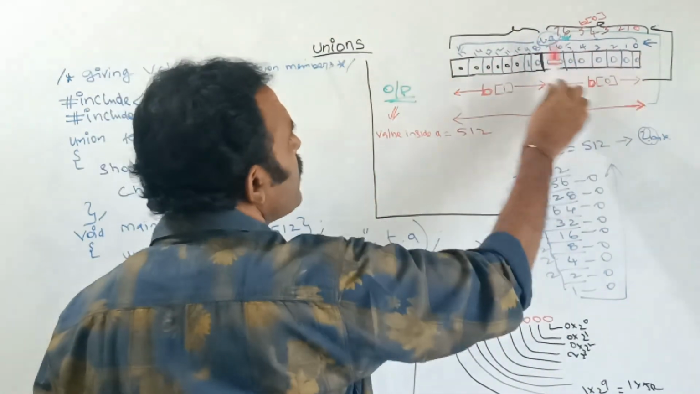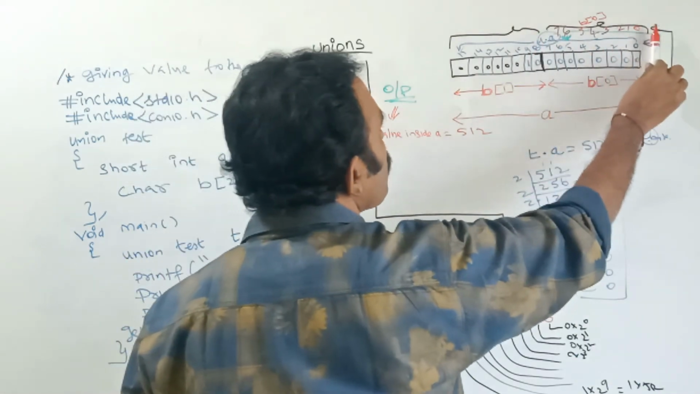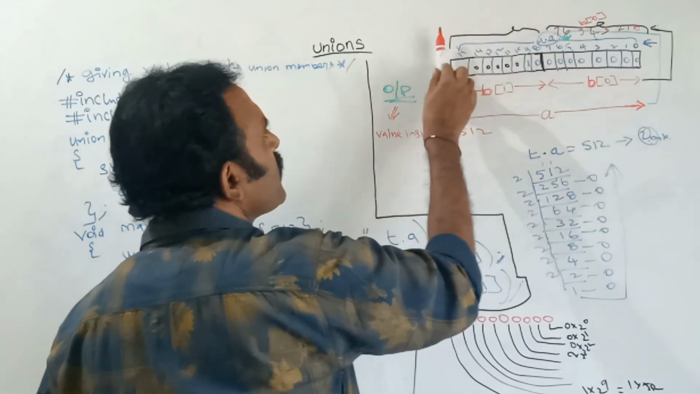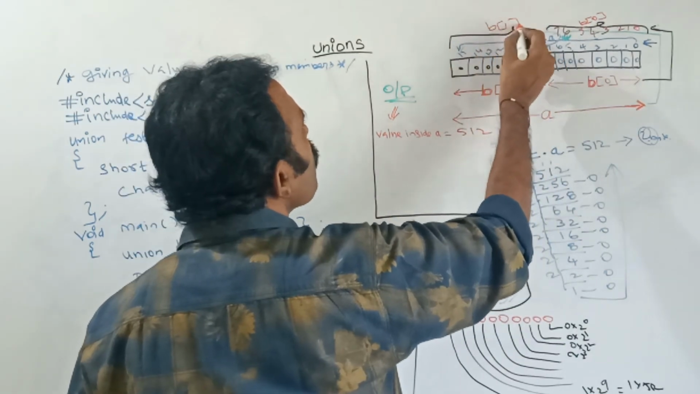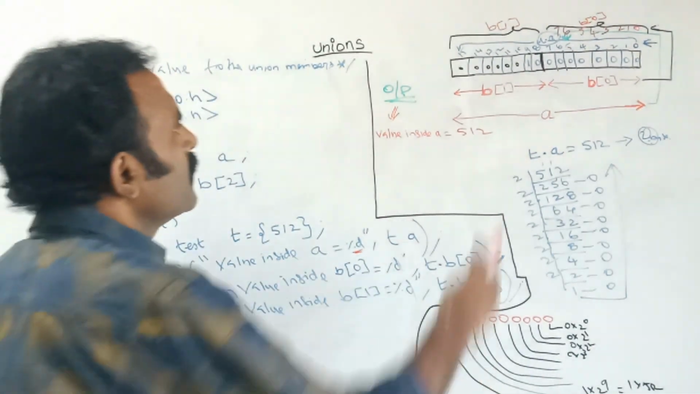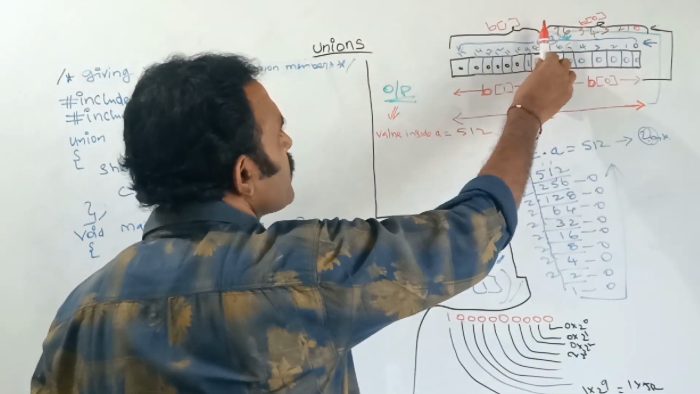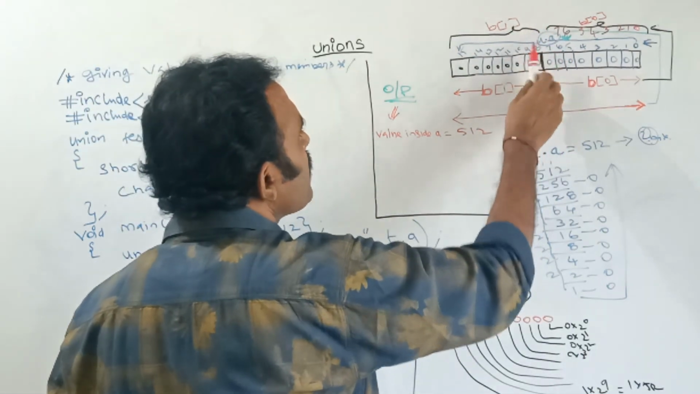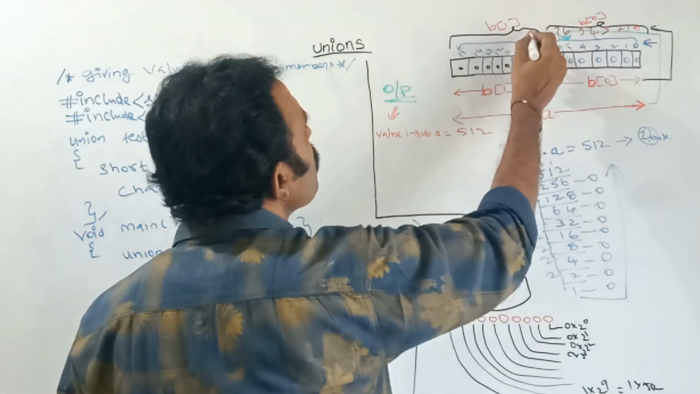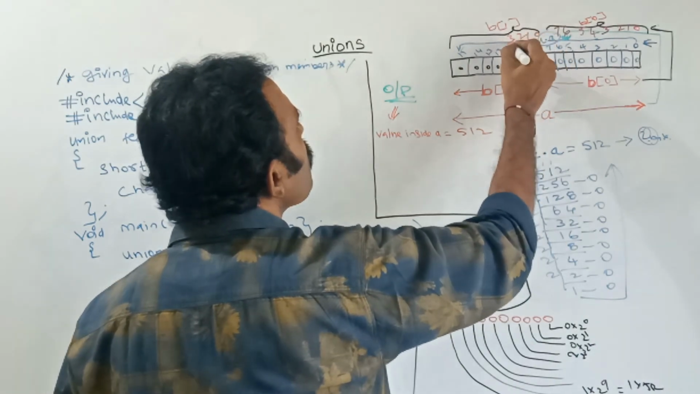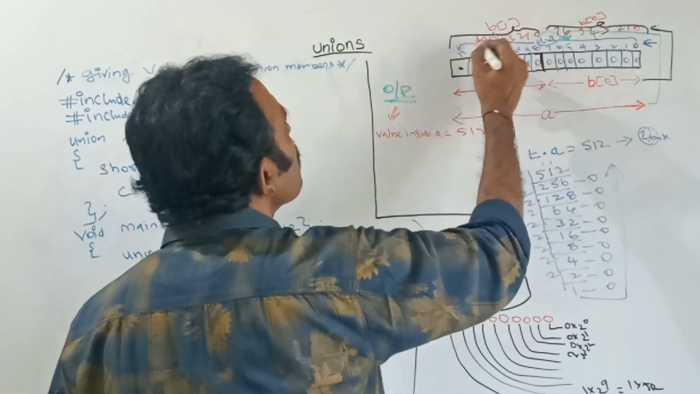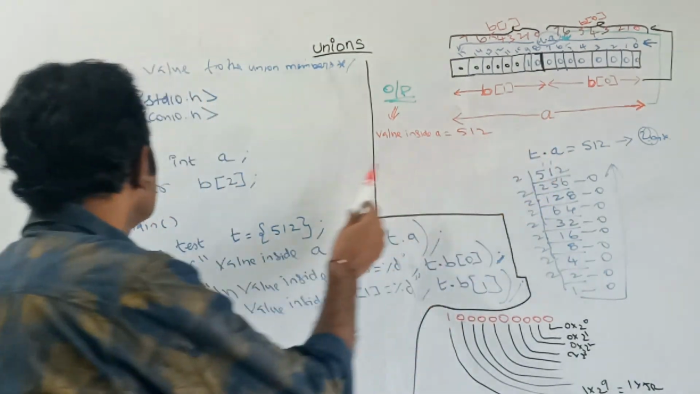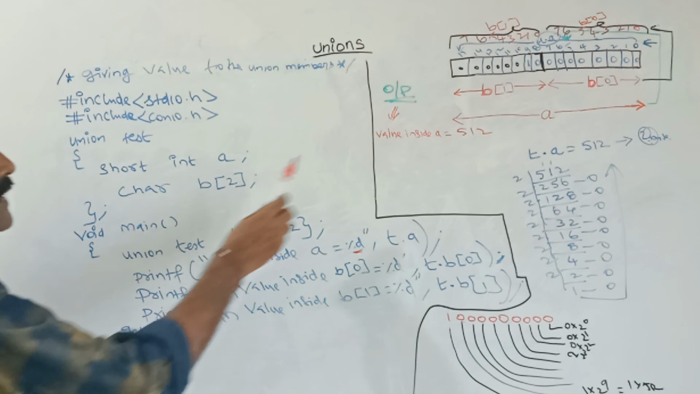Among these 2 bytes, this is the first byte, values 0 to 7, allocated for B of 0. Next, from here to here is used for B of 1. After this, as the character data type is a single byte, here we are using the array. So from here the values start again from 0, 1, 2, 3, 4, 5, 6 and 7. The default size of a character is 1 byte. Here we are using the array.